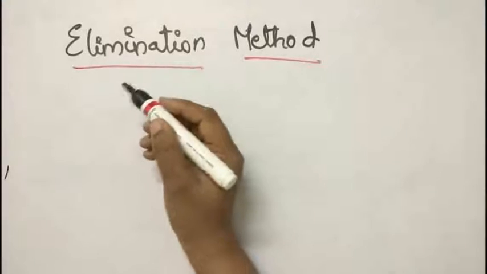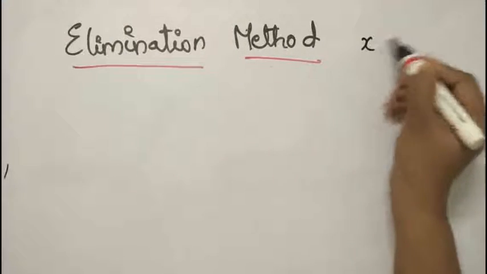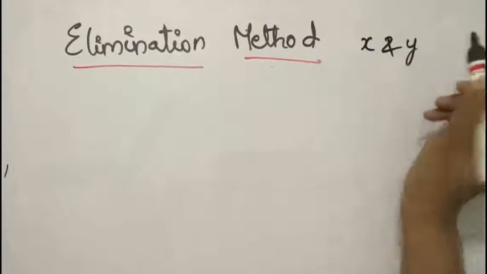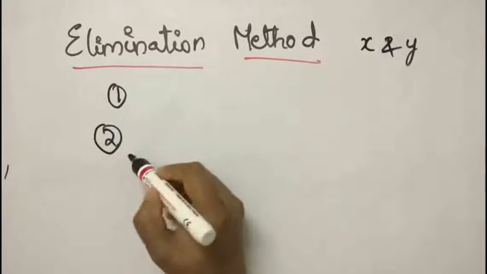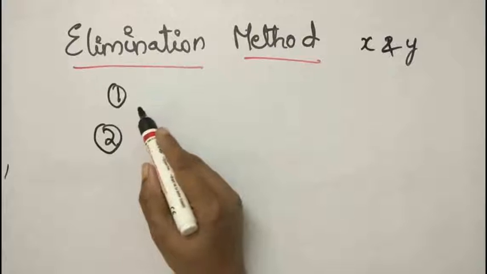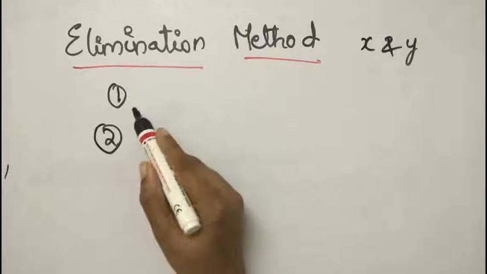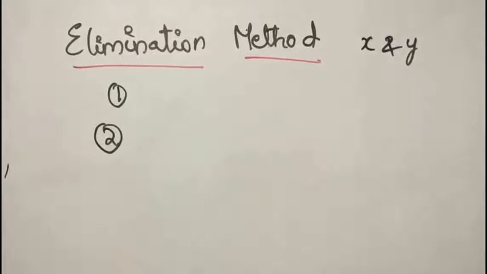Suppose two equations are given in the variables x and y. That is, a pair of linear equations 1 and 2 are given. These two linear equations are in the variables x and y, and the terms in these two equations are in x and y. Okay?